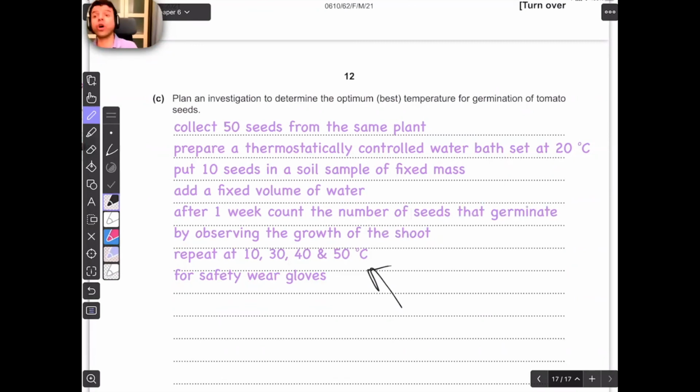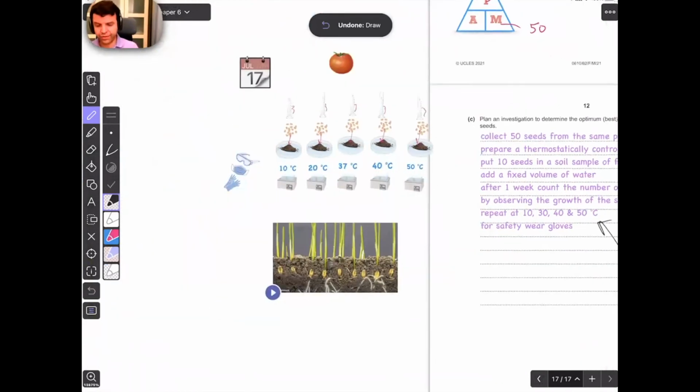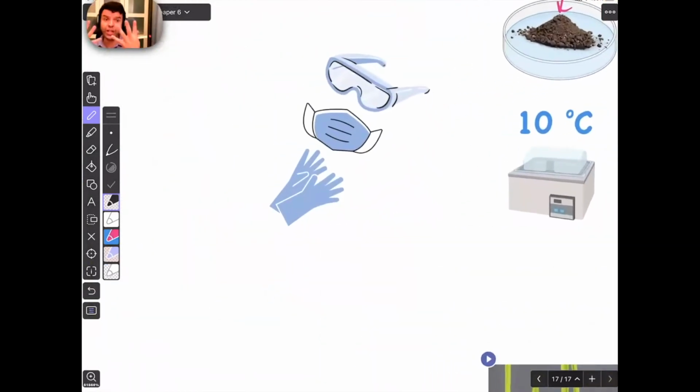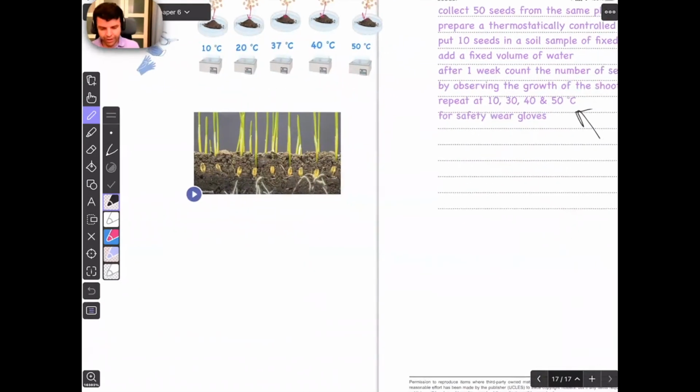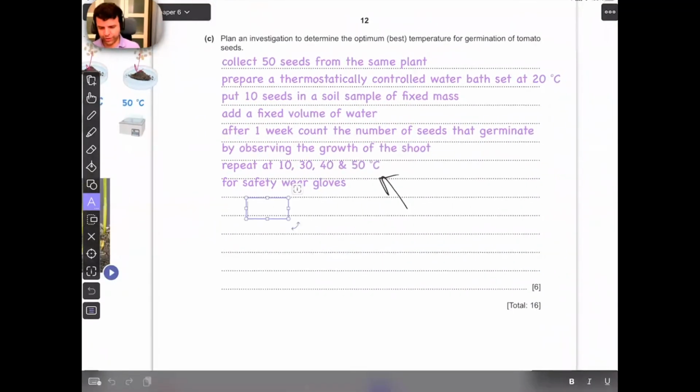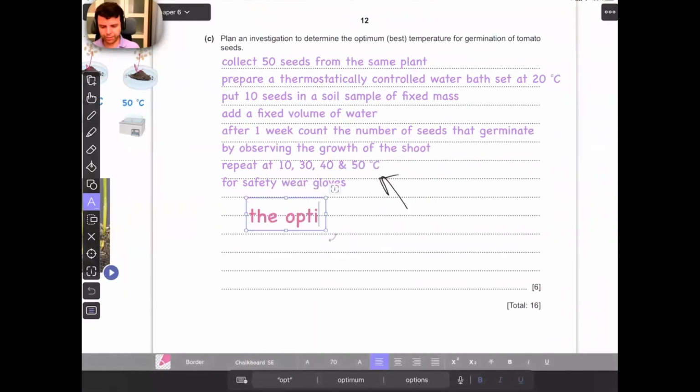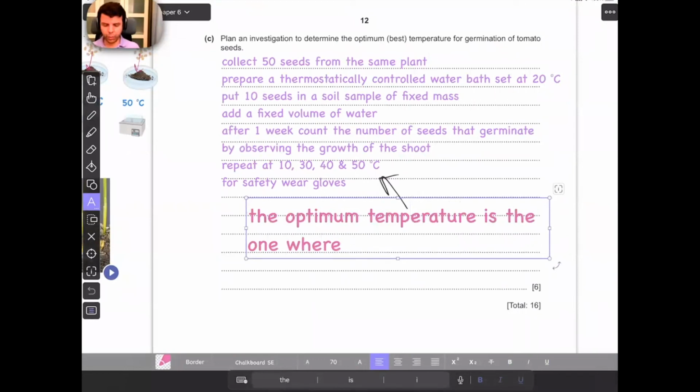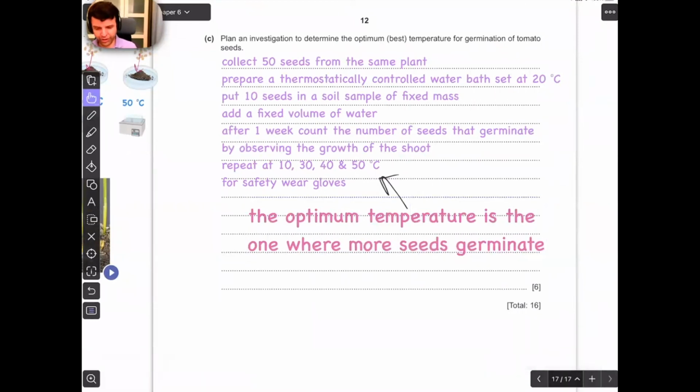In these questions, always, even if you've not been asked, mention a safety precaution. What is the safety here going to be? Safety would be wearing gloves because soil is dirty. Soil has pathogens in it, so you have to be careful. And write a conclusion. What would be the conclusion? Something like the optimum temperature is the one where more seeds germinate, or the higher percentage of seeds that germinate.